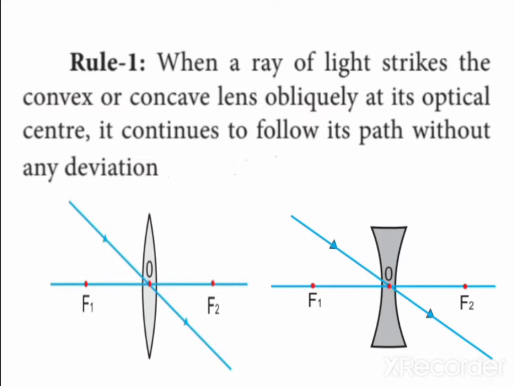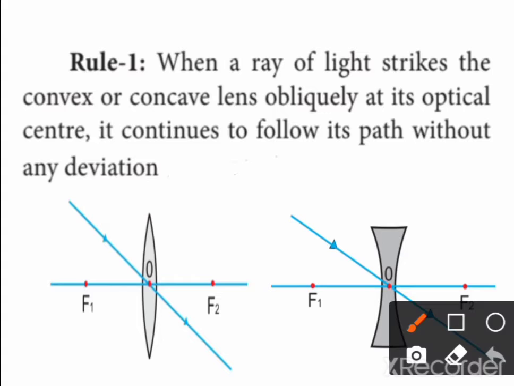Rule number 1. What does the first rule say? When a ray of light strikes a convex or concave lens obliquely at its optical center, it continues to follow its path without any deviation. So the first rule is about the optical center. Whether it is a convex lens or a concave lens, any ray passing through the optical center will continue to follow its path without any deviation. There will be no deviation there.